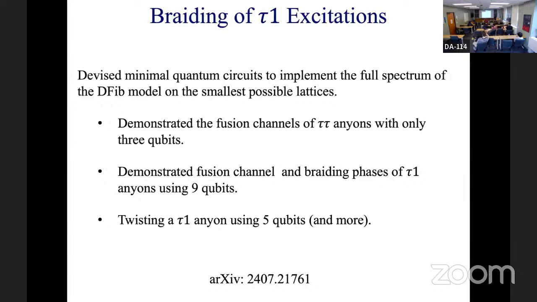To summarize, sorry, I should have put the summary up on top. I showed you minimal lattices and minimal circuits for showing the basic properties of creating the spectrum of the double Fibonacci model and demonstrating its fusion and braiding properties with just a minimal number of qubits, 3 qubits in the case of fusions and 9 in the case of braiding. I didn't talk about twisting, but you can look it up in the paper if you like. You can do it with 5 qubits.